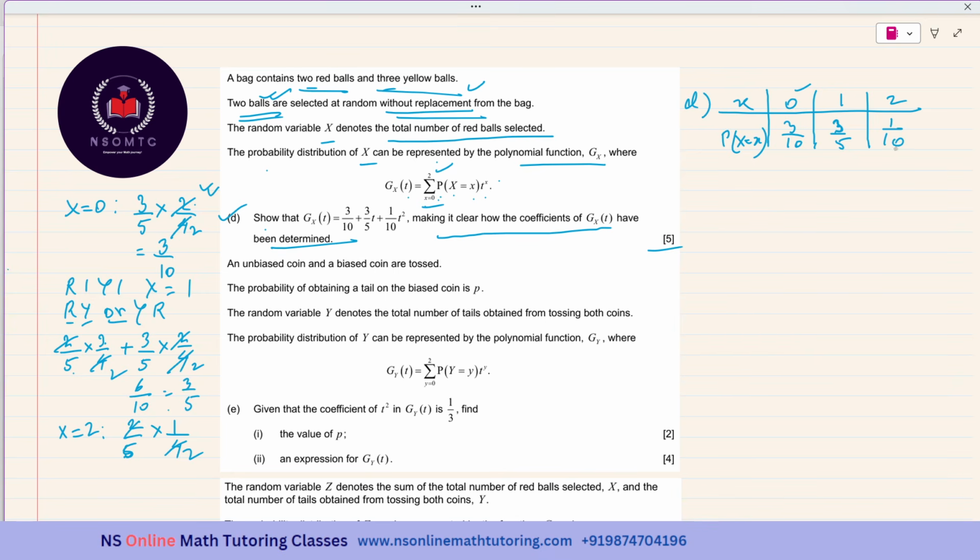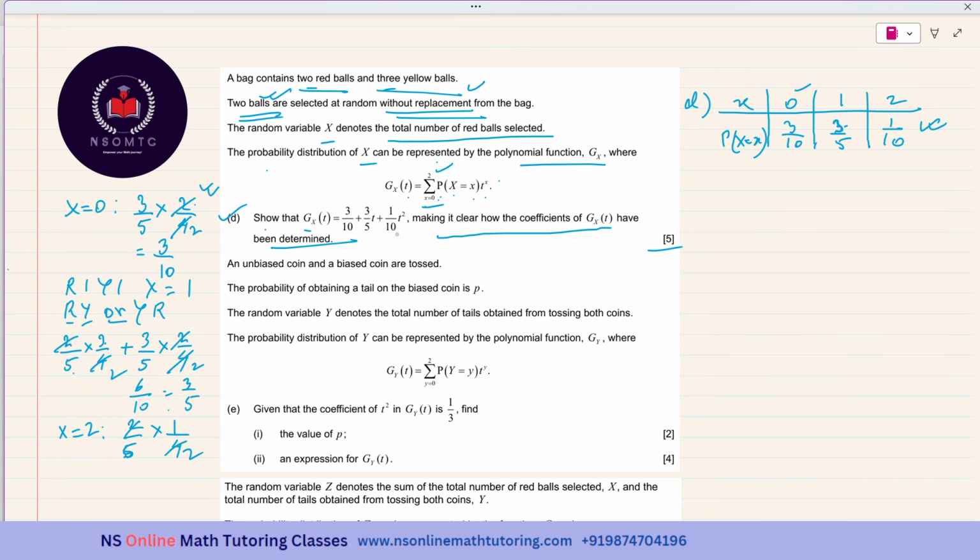And it is always better to check whether the probabilities that you have written are correct or not, because the sum total of all the probabilities has to be equal to 1. So this is 3 over 10, this is 1 over 10, so 4 over 10, and this will be 6 over 10. So 10 over 10, which is 1. This assures us that the probabilities that we have found are correct.